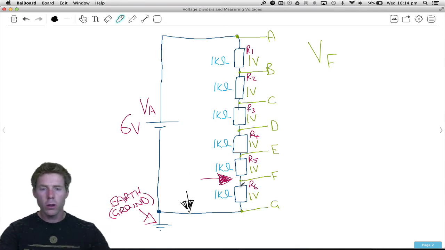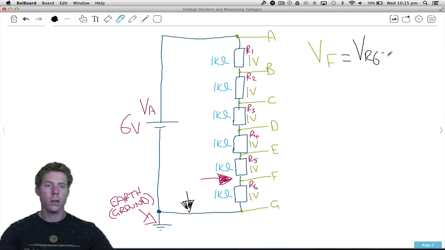But if you have a look, the voltage at F with respect to Earth is just the voltage of R6. So it equals VR6, which equals 1 volt. What if I asked, okay, what is VE?